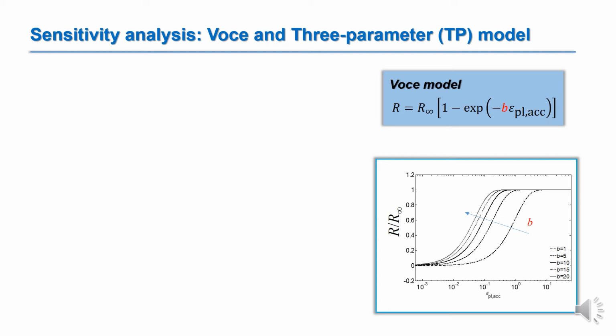Sensitivity analysis will help us to clarify better the physical meaning of each parameter. Let's consider now first the Voce model. By increasing values of parameter B, which defines the speed of stabilization, the curve shifts to the left, while its S-shape remains essentially unaffected. In other words, a material with a higher value of B reaches its stabilized condition at a lower value of the accumulated plastic strain.